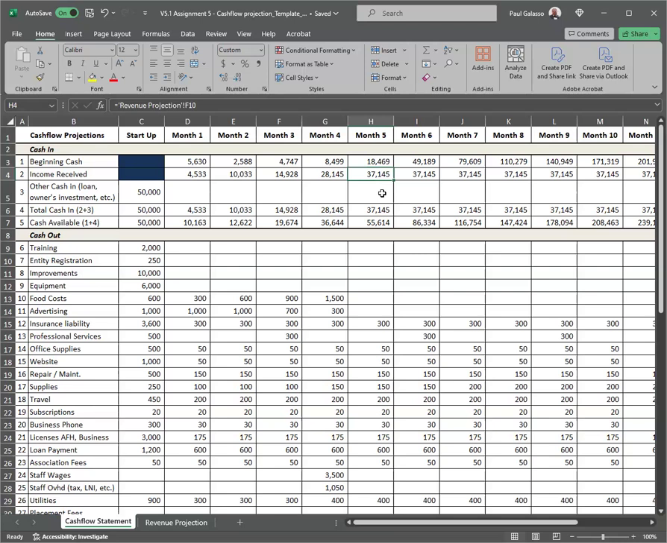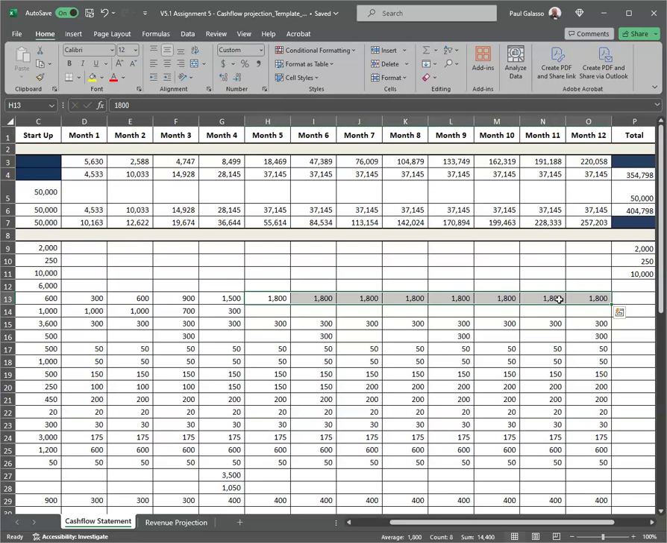We bring in our last resident in month 5. So our income is going to be $37,145. We add that to the 18,469, giving us cash available at the beginning of month 5 of $55,614. Our food costs are now going to be 300 times 6, which is $1,800. We'll go ahead and extend that all through the rest of the year.